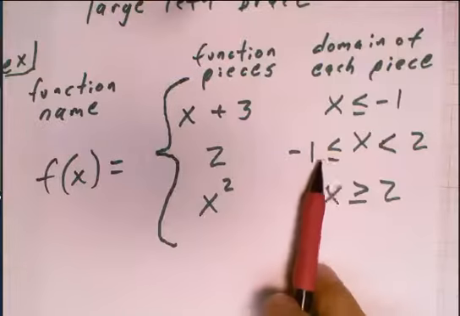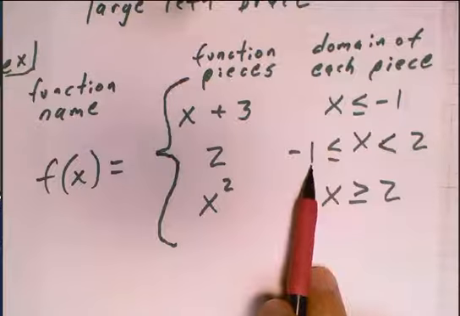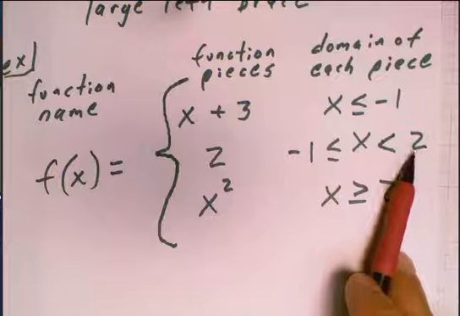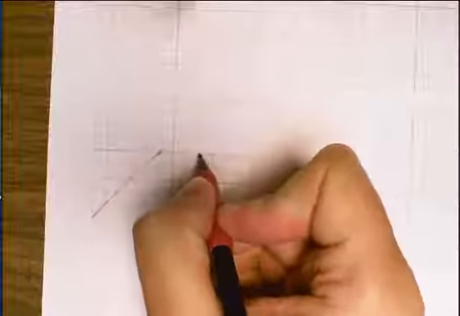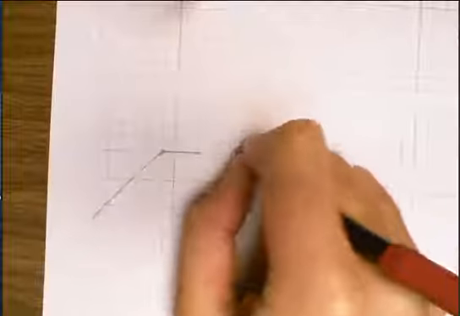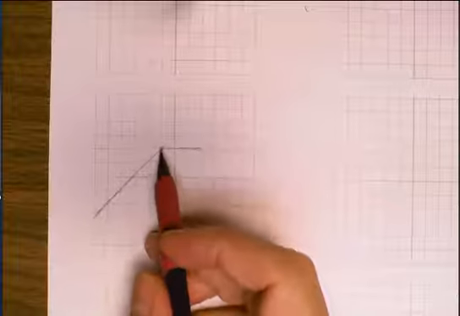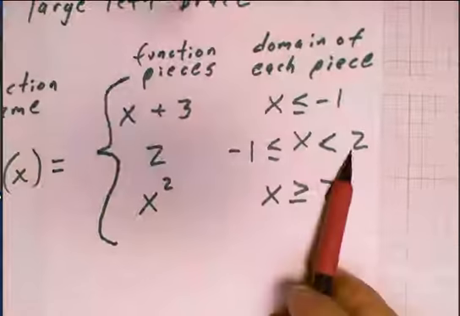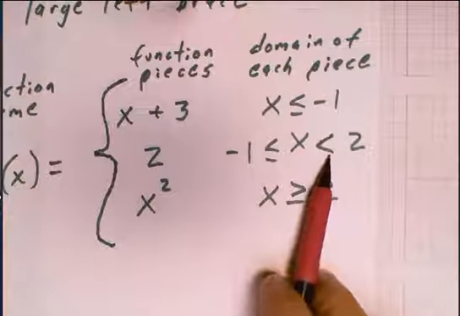But look, this is where the domain part is important. That's only between -1 and 2. So it's only this part, and I'm going to erase the rest of that. Now, at 2, does it equal 2? No, it's less than 2. So we leave that as an open circle right there.